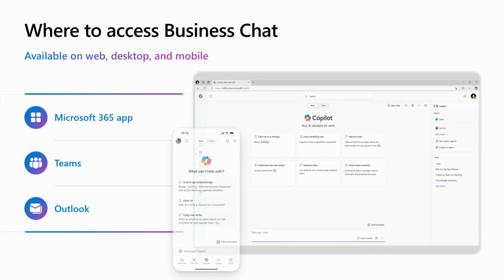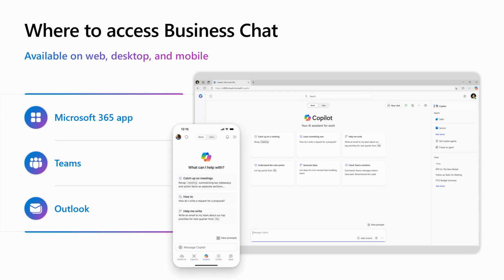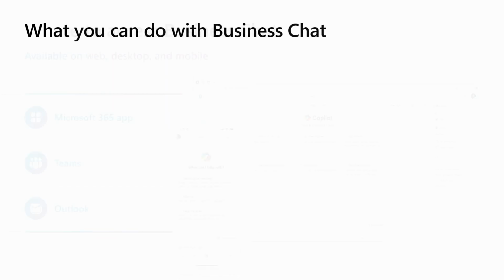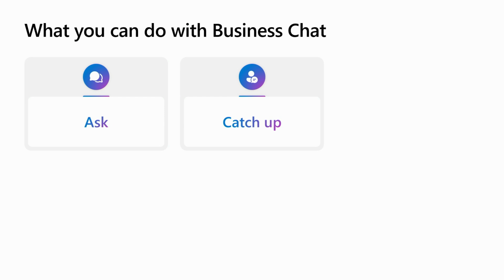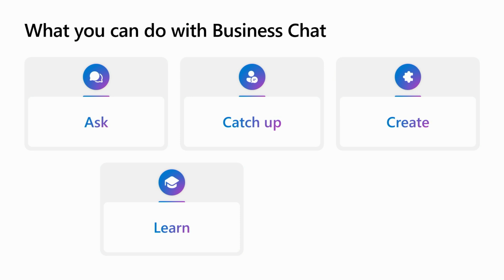You can access Biz Chat in the flow of your work, getting things done in the Microsoft 365 app, Teams, Outlook, both on the PC and mobile. And Biz Chat provides a one-stop shop to work with your organization's data. You can ask for answers, catch up with summaries. You can even create drafts. We're also extending it to help you learn with insights and execute tasks to get things done.